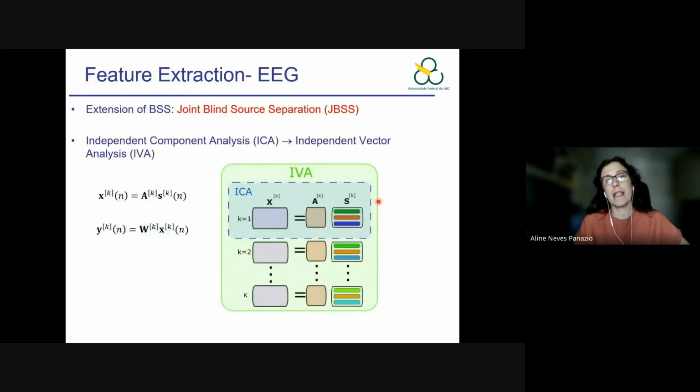This problem can be extended to the joint blind source separation if instead of considering only one set of mixtures, we can consider several sets of mixtures. If we consider only one set of mixtures, we are still in the problem of independent component analysis. And the idea here is to consider several sets of mixtures that will be processed simultaneously. And so we have the independent vector analysis. Mathematically, the problem can be modeled in a similar way as previously shown. The only difference is that now we have an index K here that represents the data set.